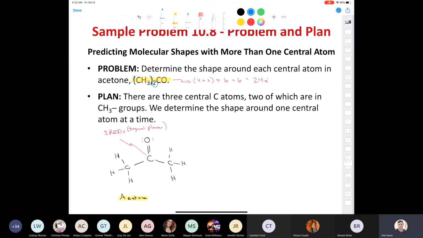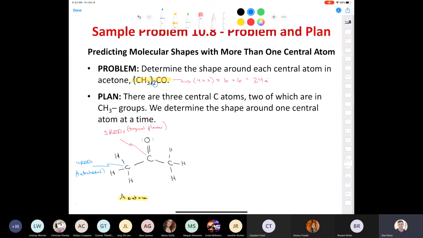Okay. Now, what about the 2 carbons? I'll just draw an arrow by this one. How many regions of electron density are around this carbon? And it's the same for both. Yes, exactly. There are 4 regions of electron density, and none of them are lone pairs. And so the molecular geometry around both of those carbons that are on the end is tetrahedral.